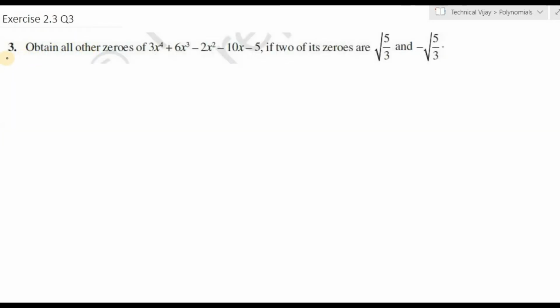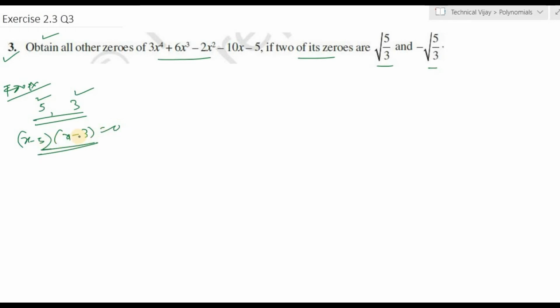So here in this exercise 2.3 question number 3, obtain all other zeros of this polynomial if two of its zeros are root 5 by 3 and minus root 5 by 3. Here, before going to solve this one, we will see, suppose two zeros are given as 5 and 3, for example. Suppose 5 and 3 are two zeros of one polynomial. Then how will we calculate these zeros? Suppose one polynomial is there, that is x minus 5 and x minus 3 equal to 0. If this is the case, then we will calculate x equal to 5 and x equal to 3.